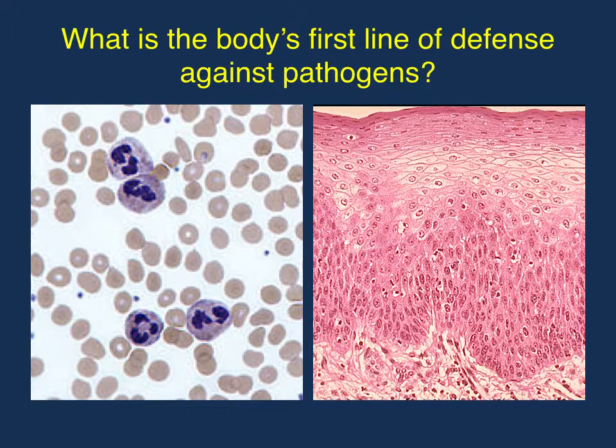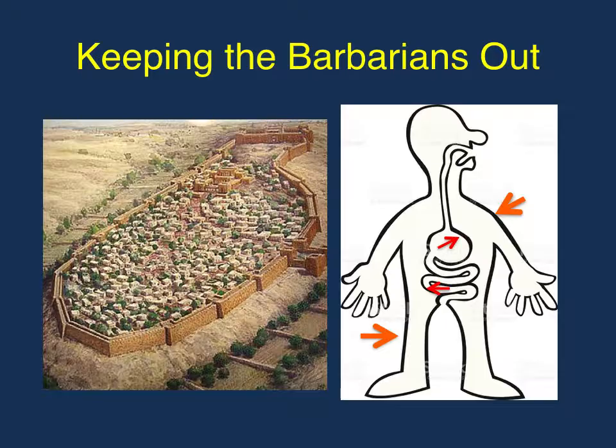Natural barriers such as a squamous epithelial lining found on the skin or the columnar lining on the GI tract are the first line of the defense system. This slide is a very simplistic, but yet effective way of communicating what we're trying to describe. We're just trying to keep the barbarians out.